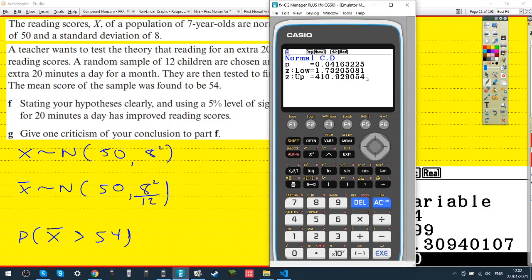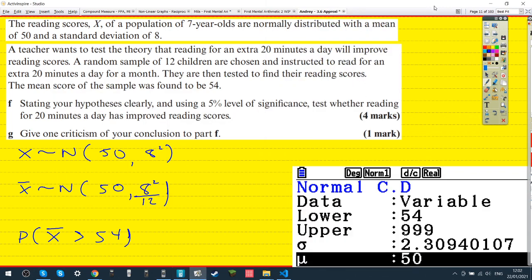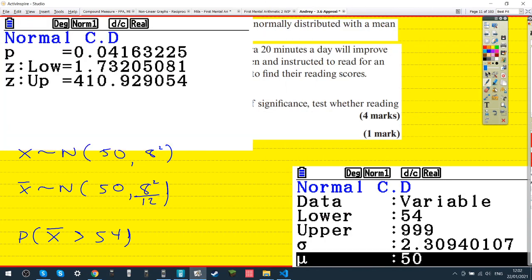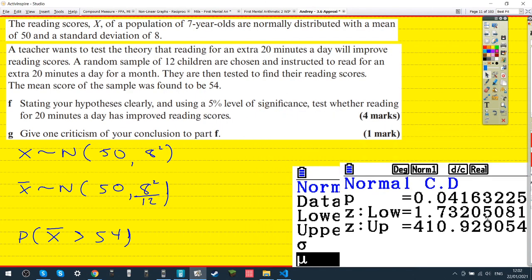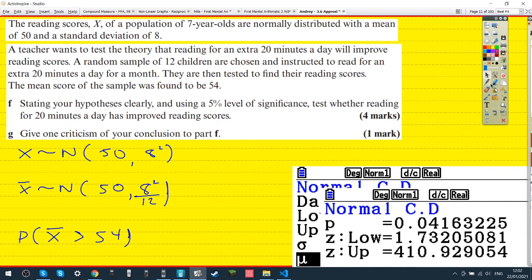Okay. So what do we do with that? Do we say that the probability of x greater than 54 equals that? Yeah. And do we then change that number into a percentage after? Yeah. So that would be about 4.16%.